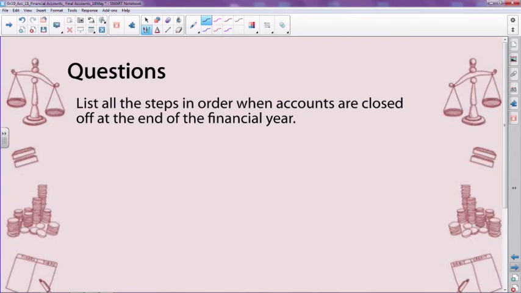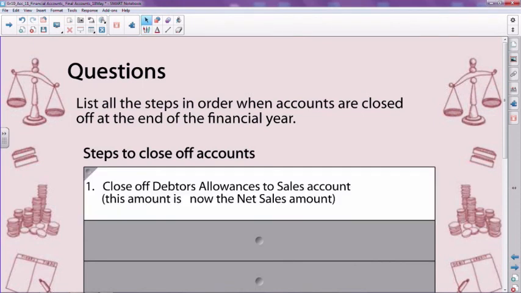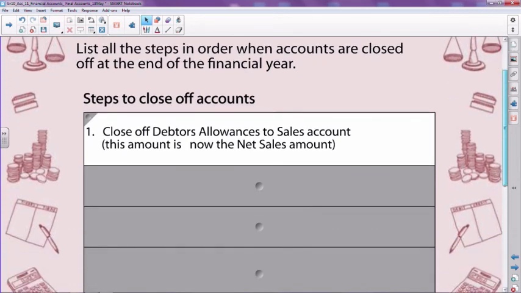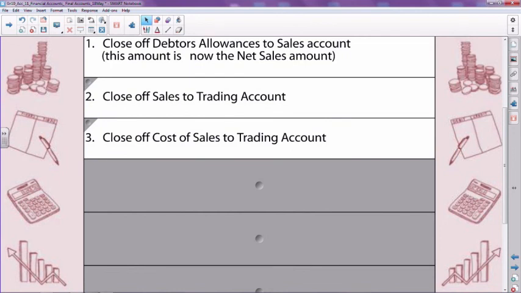Now guys, let's see if you can remember all the steps for closing transfers. I'm just going to show them for you today because you studied them very hard in the past. So let's look at the steps. The first one, debtors allowances goes to your sales. Step 2, sales close off to trading account. Number 3, cost of sales closes off also to trading account.